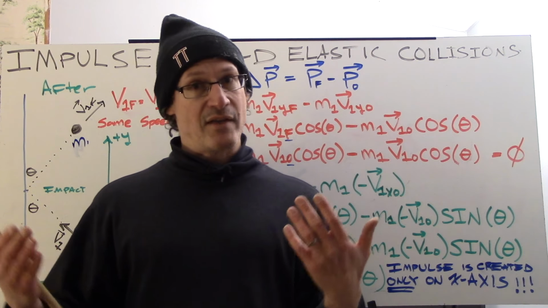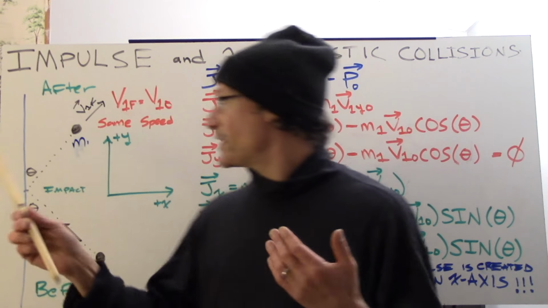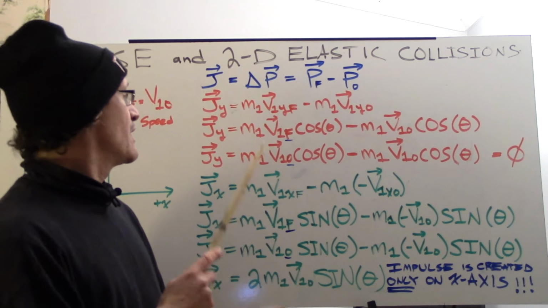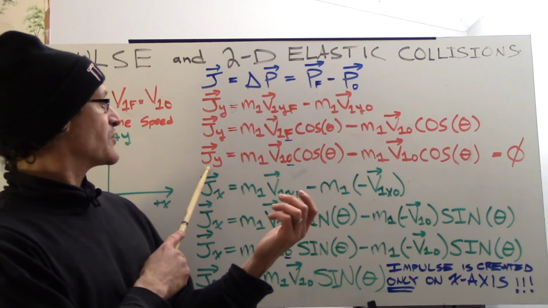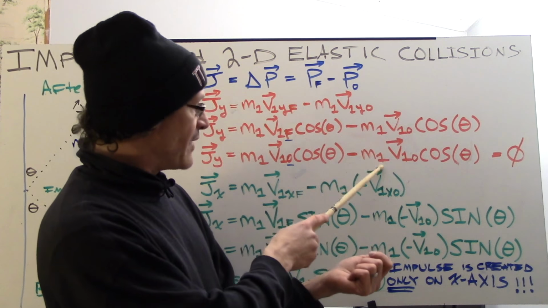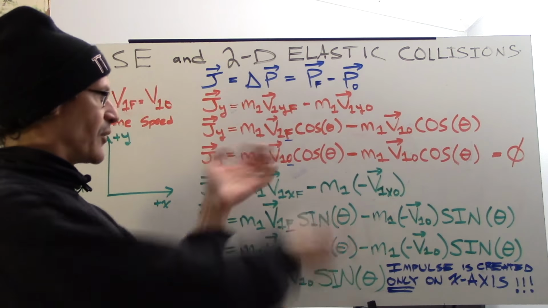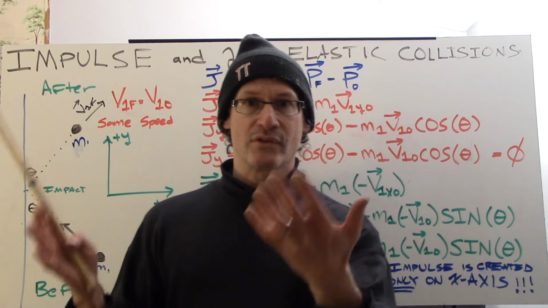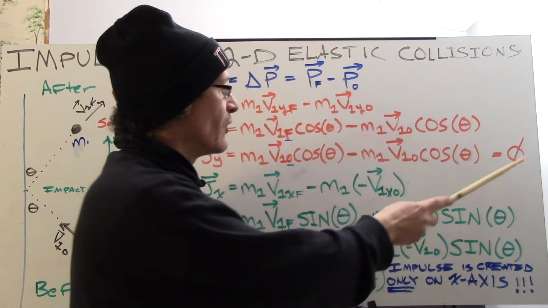But essentially, we're looking at only the y direction. We can then add them together. All right, so we're going to do that. So we got impulse y is m1 v1 naught cosine theta minus m1 v1 naught cosine theta. They're both the same. Two terms that are the same when you subtract together give you 0. Big fat 0. So what does it mean?